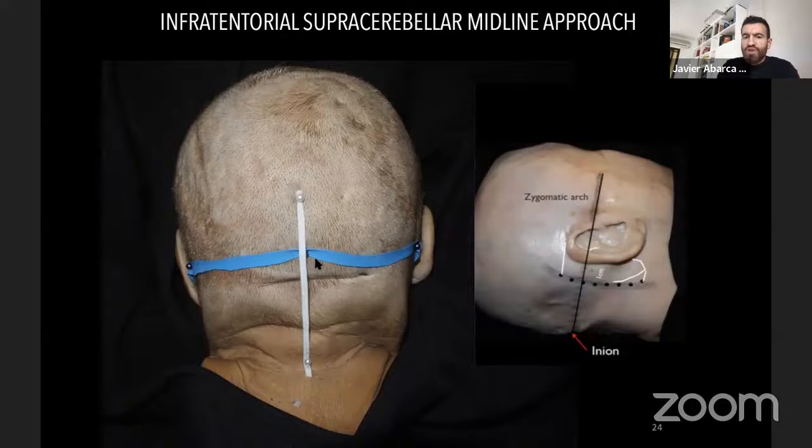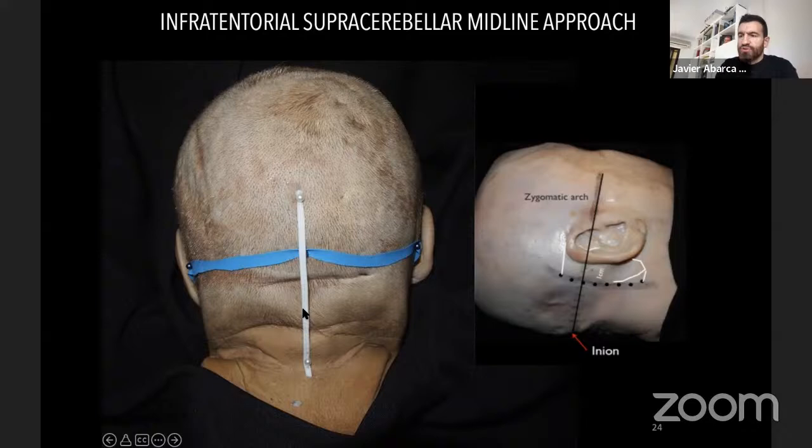torcula. And for that, remember the rule of the line that connects the zygomatic arch and the inion, that allows us to predict the theoretical position of the transverse sinus. And our incision will be at least about one third superior to the torcula and two thirds inferior to the inion or torcula.